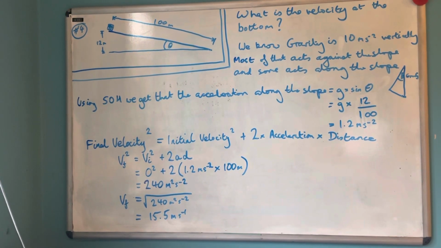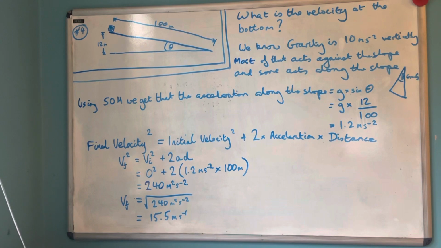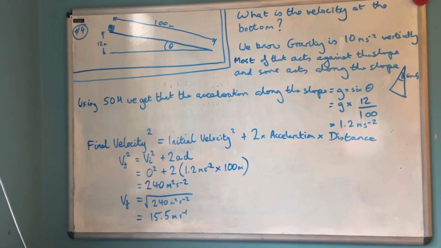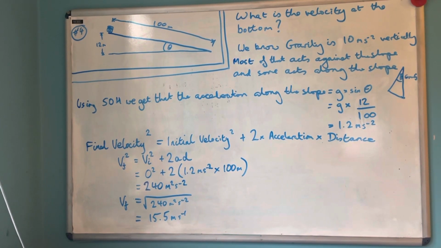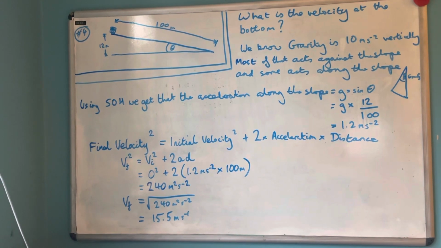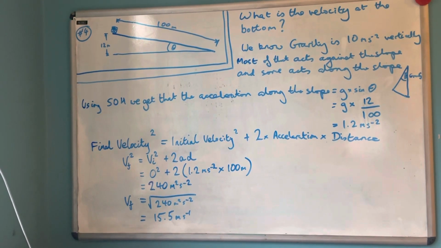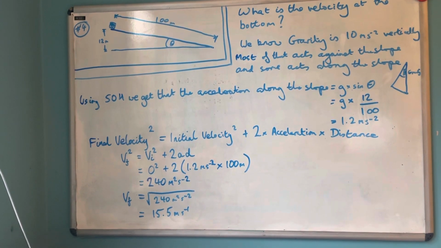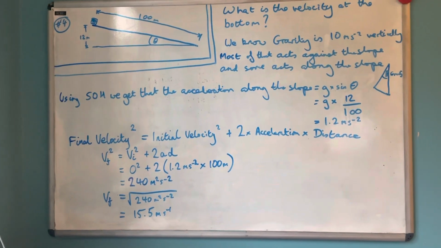Now I've used the units in here because it's helpful to make sure that we're keeping track of them, because the final velocity then is the square root of 240 meters squared seconds to the minus 2, or 15.5 meters per second. And so we've got the right units, we know that we've done that right, and that's one of the answers. So hopefully that helps.